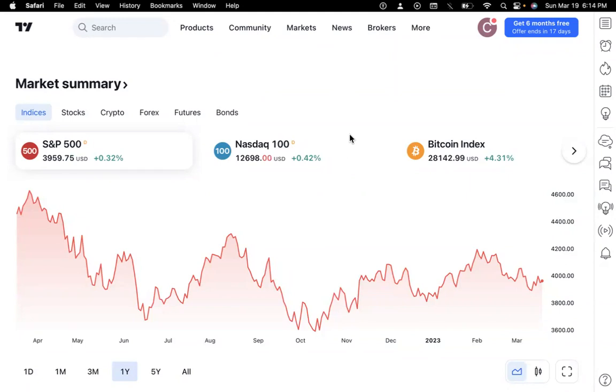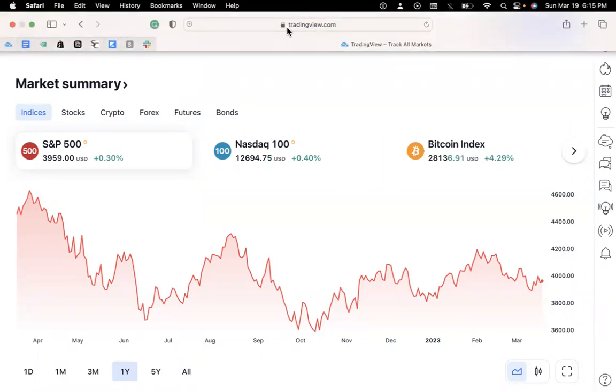And we are going to start by doing an in-depth review of Tradingview, because this is the platform that we use to analyze our trades. Tradingview is a free platform that anybody can access. They do offer a paid version as well, but it's not really necessary because you can get a lot of value by using the free version.